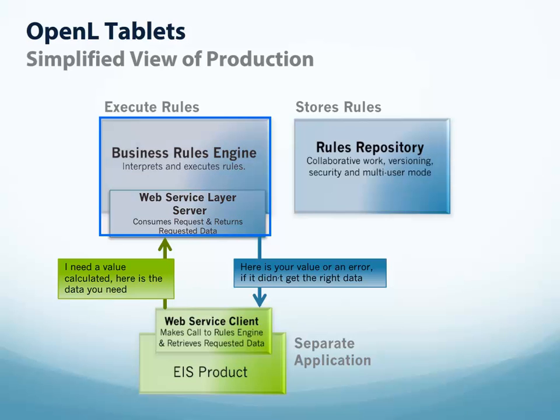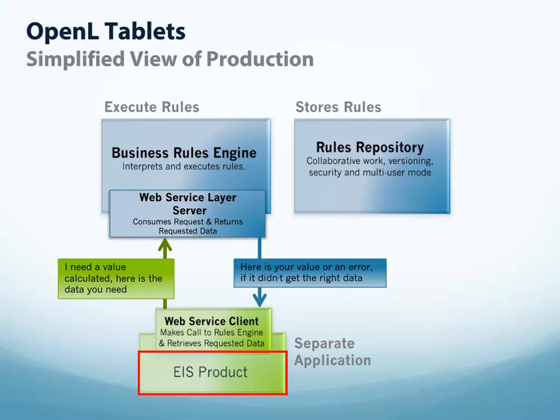Then the OpenL rules engine is going to check to make sure that all the data that's required is there, because if it's not, it's going to return an error. But if it is all there, it's going to perform all of the calculations and run the conditions and so forth and return the value that was requested. So this is an extremely basic explanation, and it's good to note that there's a lot of development and integration work that needs to be done for this EIS product to actually talk to the rules engine via a web service.